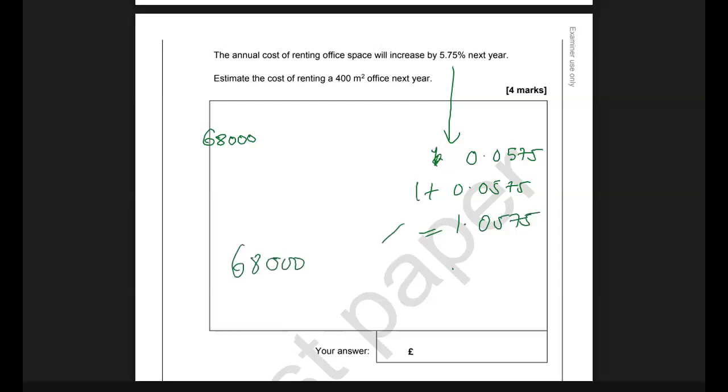So now 68,000 times 1.0575. So what's that in the calculator? 68,000 times 1.0575. That gives you 71,symbol950.